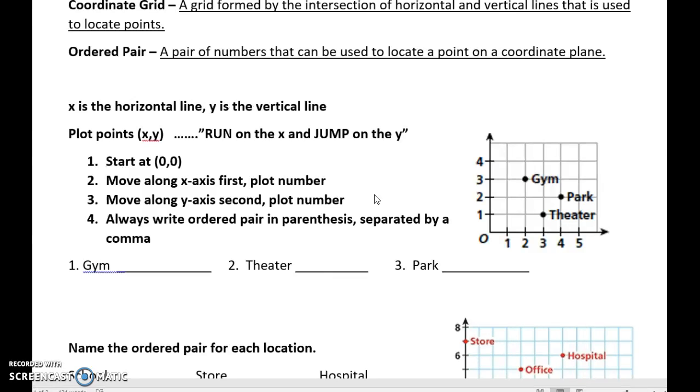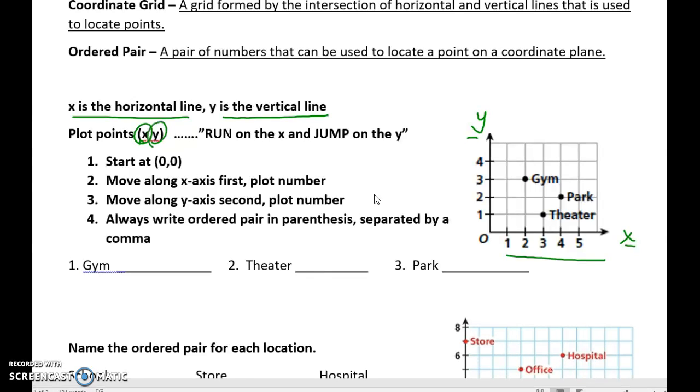My first rule is, by the way, the X is the horizontal line. You'll notice that over here, this is X. And then Y is the vertical line. So this vertical line right here is Y. Make sure you label X and Y. And we're going to plot the points X, Y. Notice that X comes first, then Y comes second.